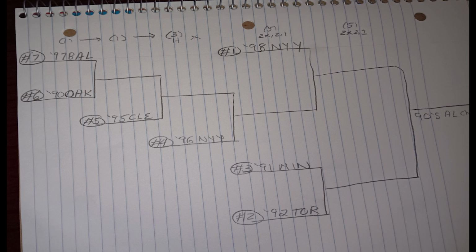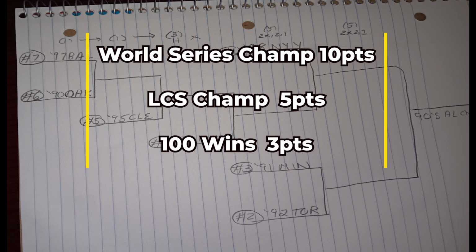Going off of my point system, which basically works as 10-5-3. You get 10 points if you win the World Series, you get 5 if you win your league championship series, and you get an additional 3 points if you won 100 games. And then what I use as a tiebreaker basically is total number of wins.